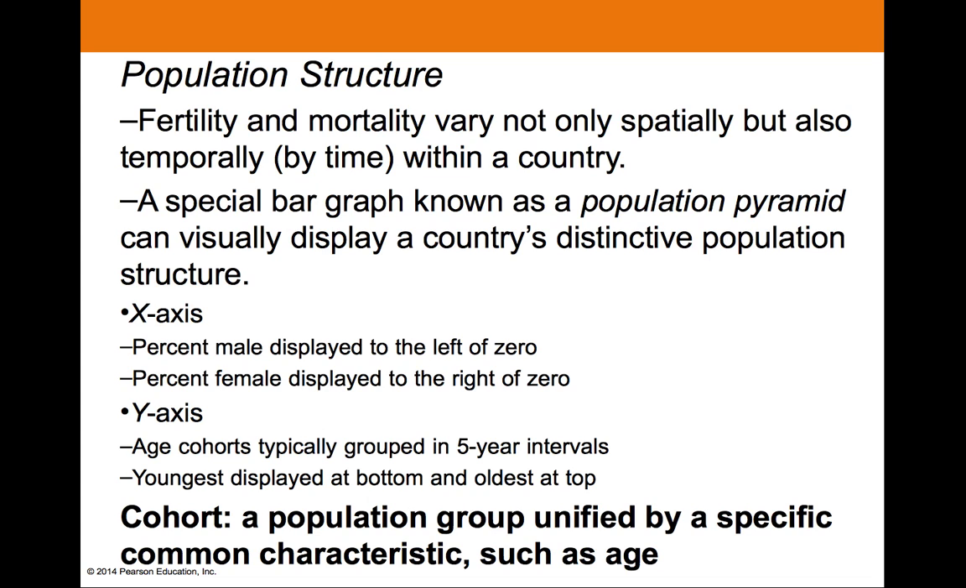Another term that's not in the Rubenstein book but that you need to be familiar with is the word cohort. So basically, it's just a population group unified by a specific common characteristic, such as age. I guess if you had to liken it to another term that we've discussed, you can consider cohort similar to region, right? You have an area or location that shares a common characteristic, but for cohort, we're talking about people and population.